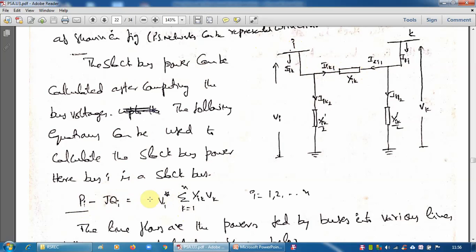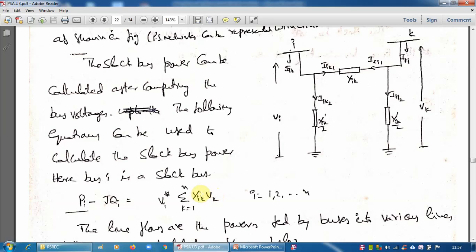This complex power is nothing but V conjugate into I. V means bus I voltage, VI conjugate, and bus I current, as before, we can express in terms of the line admittance matrix, Y bus matrix, and bus voltages. I said that the current expression will be coming so many times. Here also it came, the bus current equation. So V conjugate into I, but I is expressed in terms of Y bus elements and voltages.